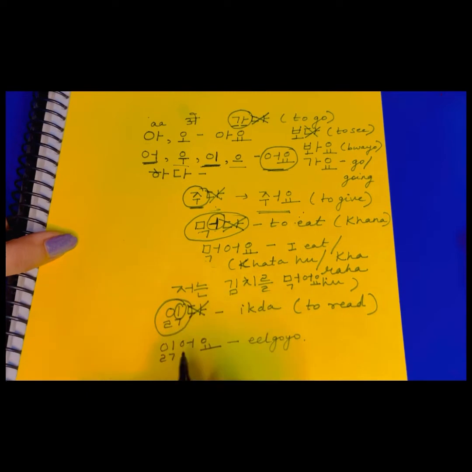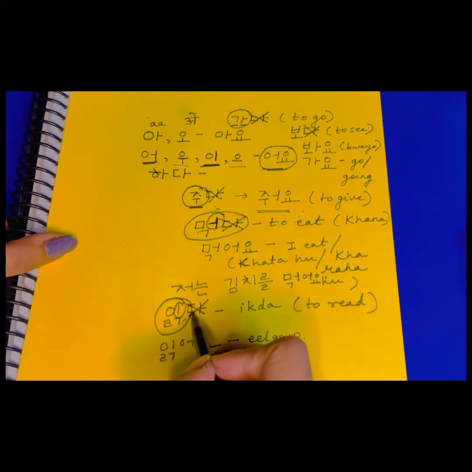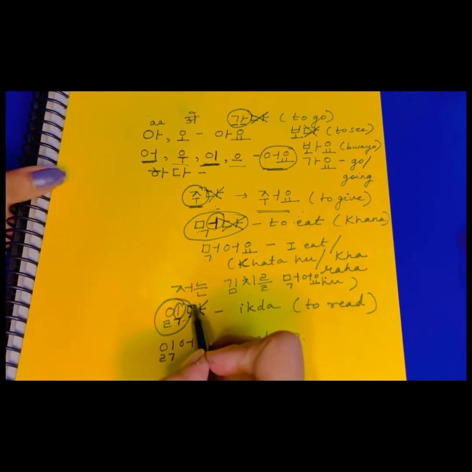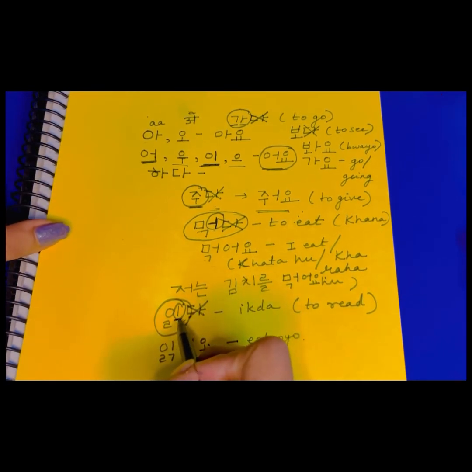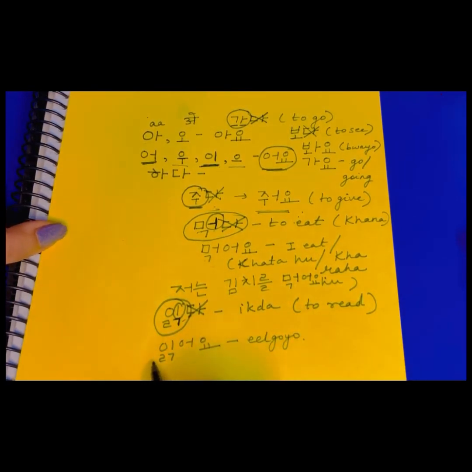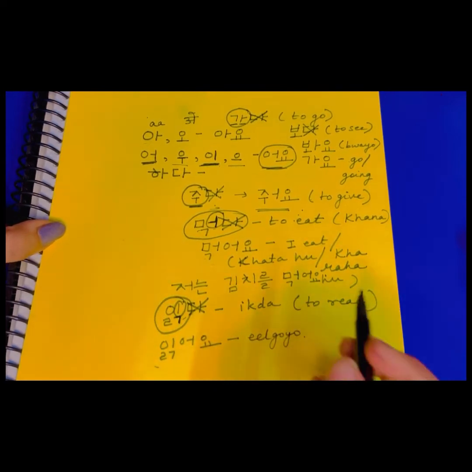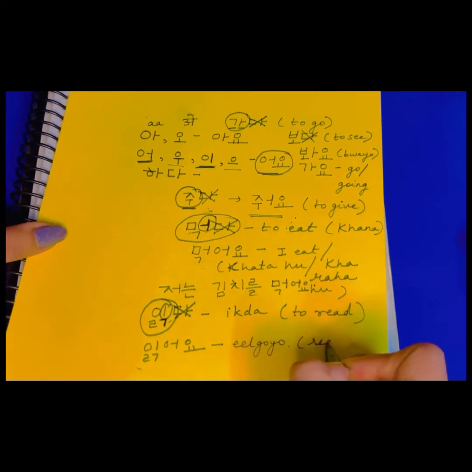Okay, this was ikta because it was followed by a consonant. Whenever any bachim, that is, a syllable in the lower position, is followed by a consonant, then you pronounce it as ikta. But when it's followed by a vowel, we pronounce it as it is: ilgoyo. This is ikta. This is ilgoyo. This is read or reading.